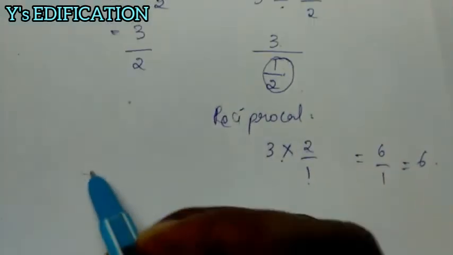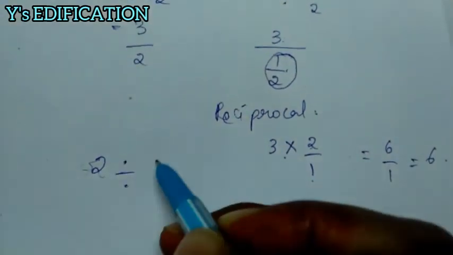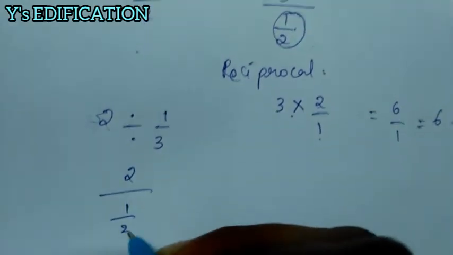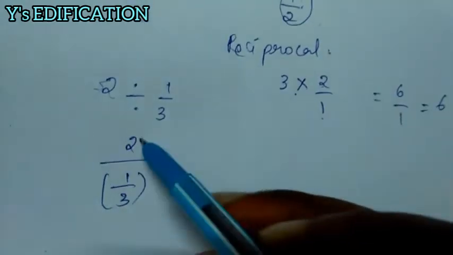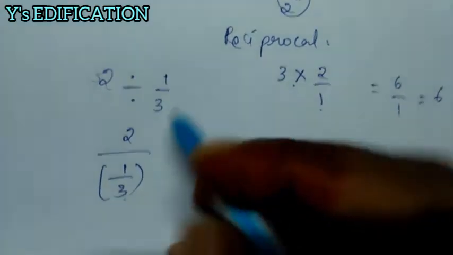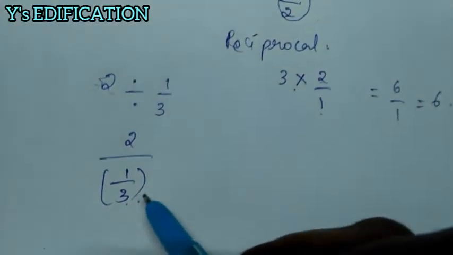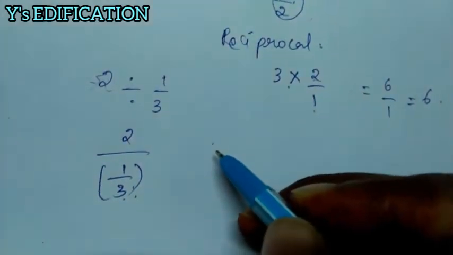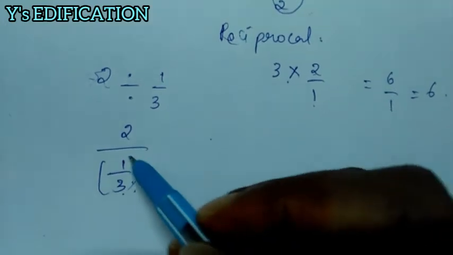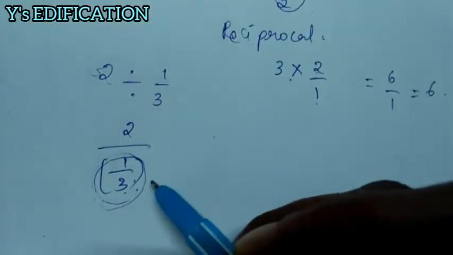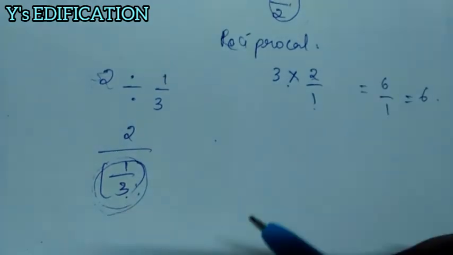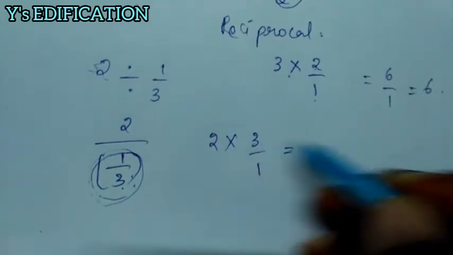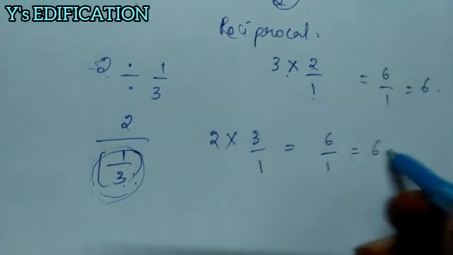Okay. Let us take another one. 2 divided by 1 by 3. So how do I have to write this? 2 by 1 by 3. This is the general form. So I have to divide 2 with 1 by 3. First of all, I will change this denominator into a numerator by taking the reciprocal. Reciprocal means interchanging the denominator and numerator. So 2 into 1 by 3 becomes 2 into 3 by 1. So what is 2 into 3? 6 by 1 is equal to 6.